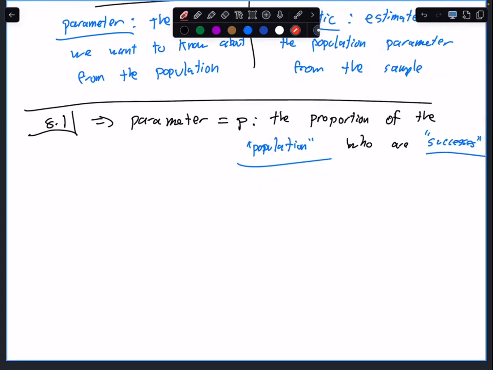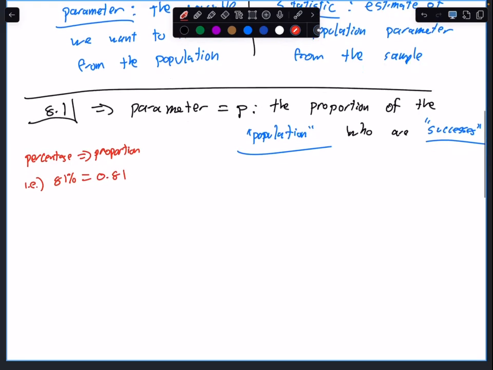So just remember, a percentage is a proportion. For example, 81% is 0.81. The statistic, though, we're in statistics, so the statistic for the parameter p is known as p hat.